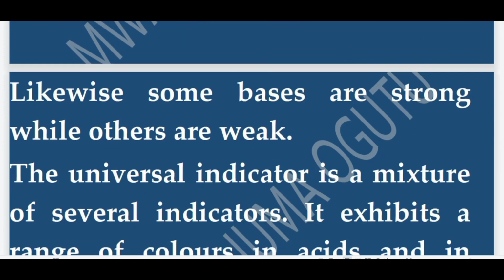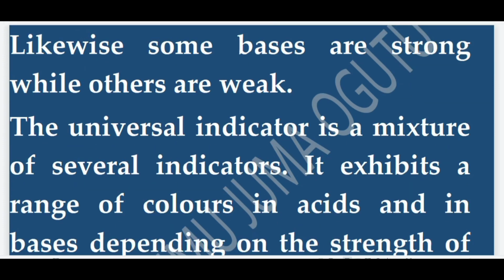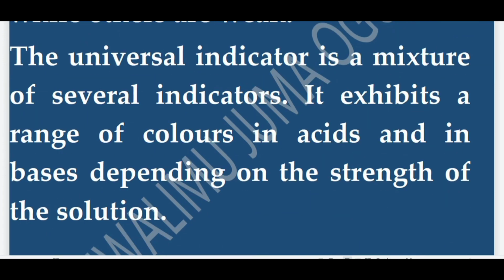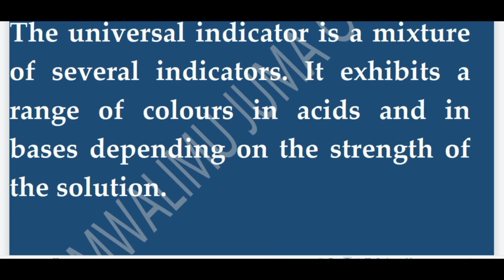The universal indicator is a mixture of several indicators. So it exhibits a range of colors in acids and in bases depending on the strength of the solution. The color will change depending on the strength of the solution used, whether it is basic or acidic. In a strong acid, it will give a different color as compared to a weak acid, and likewise in a strong base and in a weak base.